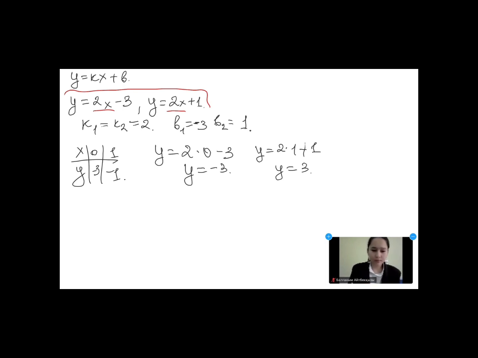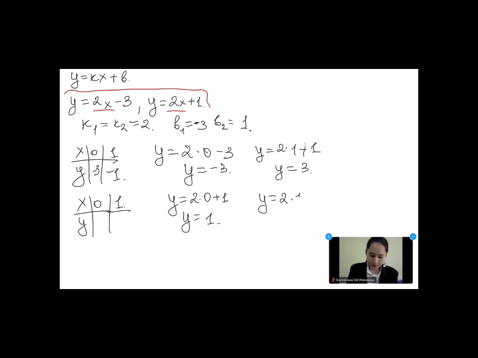Now let's write the second function, x and y. 0, 1. y is equal to 2x plus 1. y equal to 1. Second, y is equal to 2 multiplied by 1 plus 1. y is equal to 3. Here I had a mistake, sorry. Yeah, right. And here we write 1 and 3.